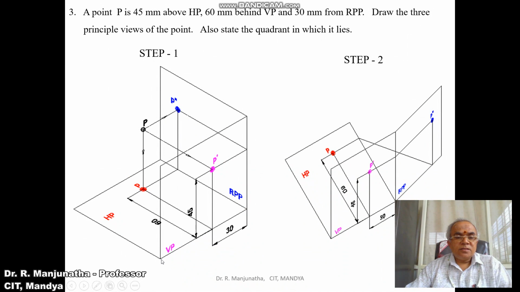You can see here, this is the origin point. If you come to this side, it is 0 degree. Now going from here to here, it is 180 degree, and this is the 90 degree line. So that means you are going to have the second quadrant. And it is also 30 mm from RPP.